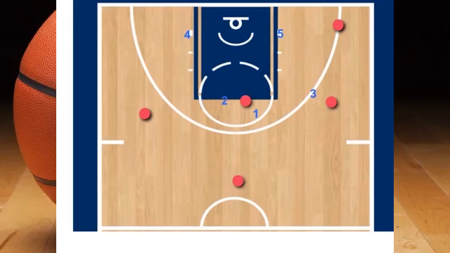3. Trapping opportunities. There are great trapping opportunities out of the 1-2-2 zone defense, especially in the corner.